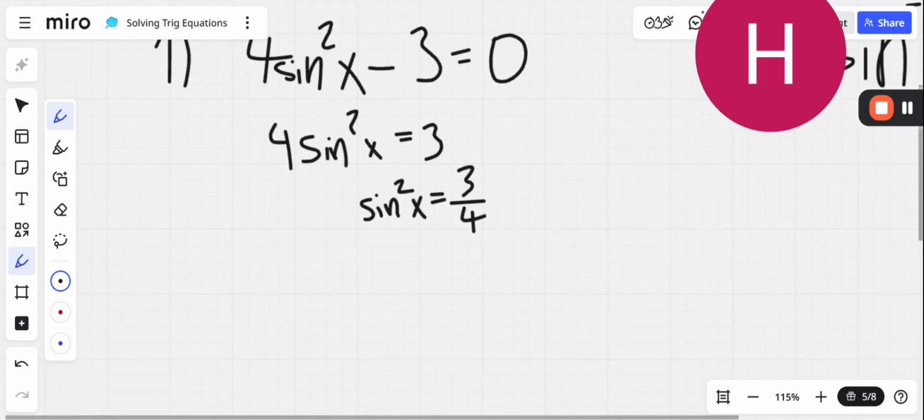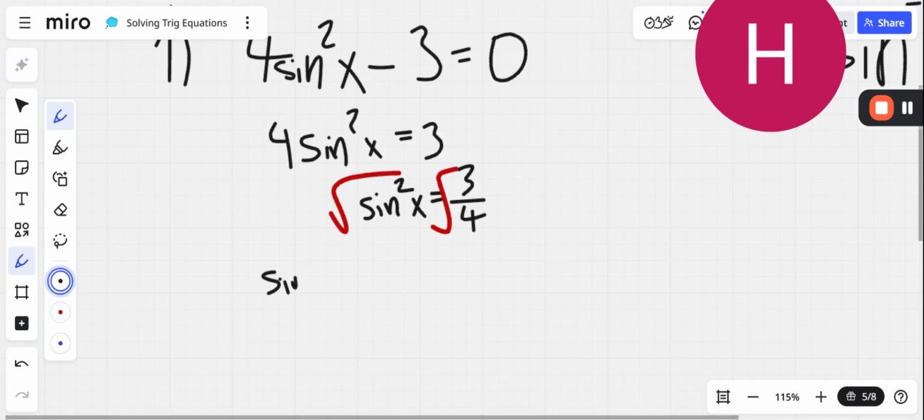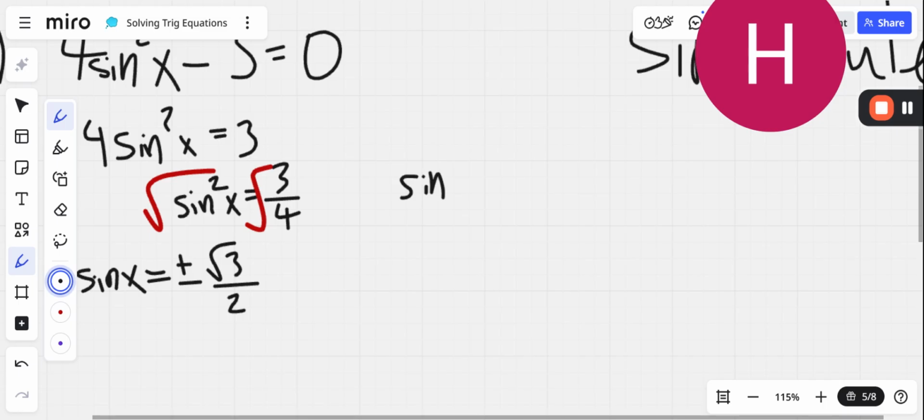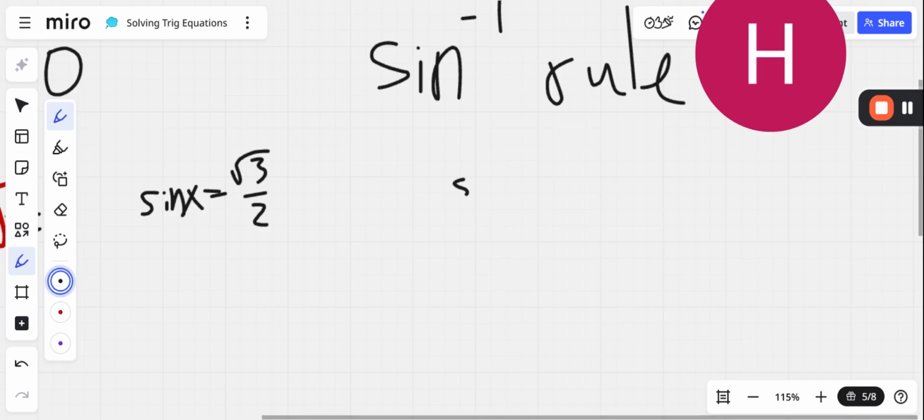Now, a couple of things come into play here. First of all, when you take a square root to solve an equation, you always have to consider plus or minus. So sine x equals plus or minus square root of 3 over 4, which is square root of 3 over 2, because the 4 was in the square root. But we can just call it 2 and take it out of the square root. So this gives us two different equations. One of them is sine x equals rad 3 over 2, and the other one is sine x equals negative rad 3 over 2. Now this is not the sine inverse rule, not yet.